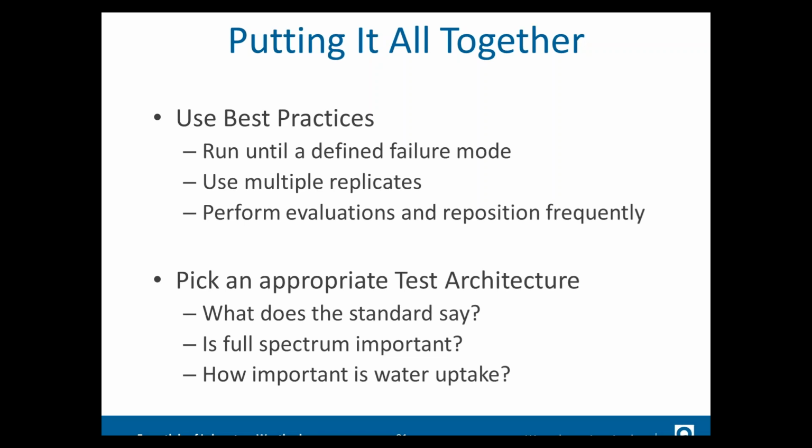And now that you know everything that you're looking at, make sure that you pick an appropriate test architecture. If you're running to a standard, it'll tell you which architecture to use. Do you know if full spectrum is important? If it's not, maybe a fluorescent UV is appropriate. How important is water uptake? Do you need that condensation test? Maybe the fluorescent UV is better than a xenon arc. So these are all questions to keep in mind as far as developing your weathering test program.